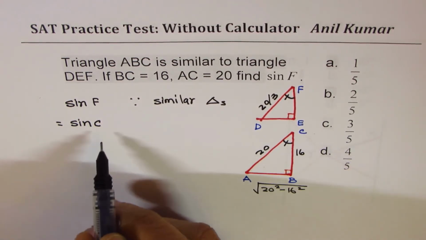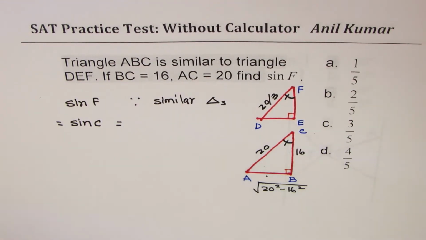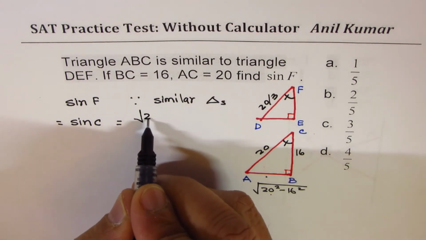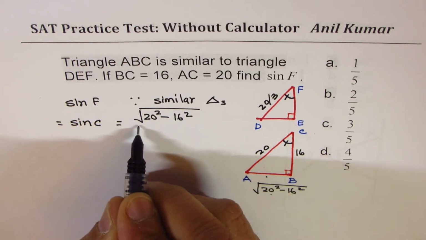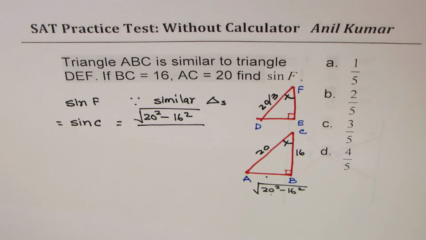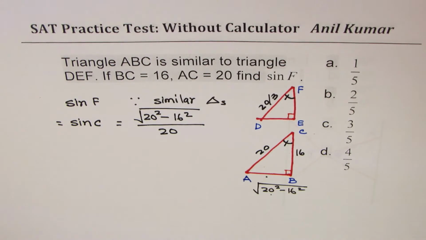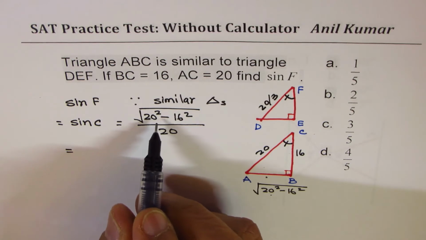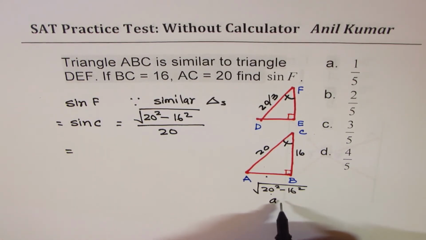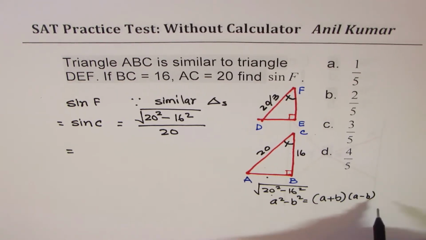Perfect. So sine C, as you know, sine is opposite side over hypotenuse. So it is equal to square root of 20 square minus 16 square, over 20. Now mind it, this is without calculator, so you have to do some calculations yourself. How do you solve this? Let me rewrite this. You could do difference of squares. You know, a square minus b square is a plus b times a minus b. Very important formula which can always be utilized.